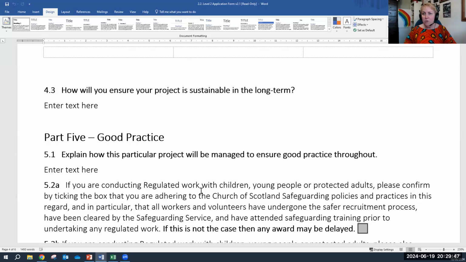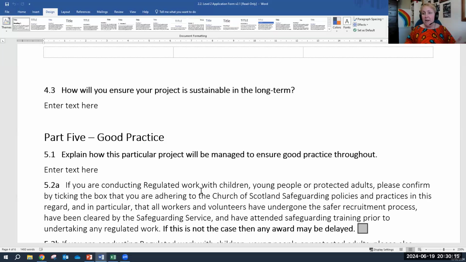Are you going to use set people from your eldership who've got skills? Maybe you've got an accountant there, maybe you've got an HR manager there. Are they going to be helping? Who's managing the project? And how are you going to do it? You'll notice here that this is a how question. How are you going to do it? So it could be simple answers like, we will meet monthly. Maybe that's how you're going to ensure good practice.